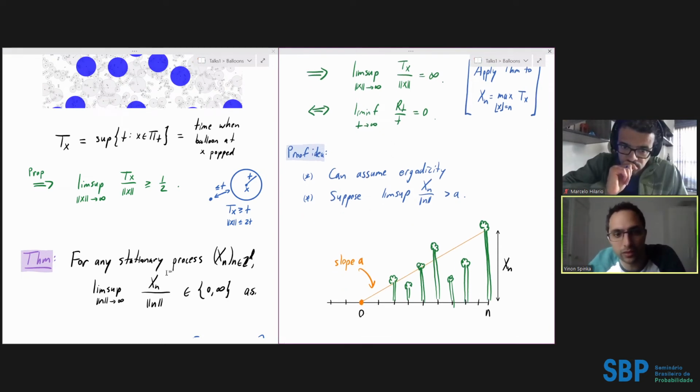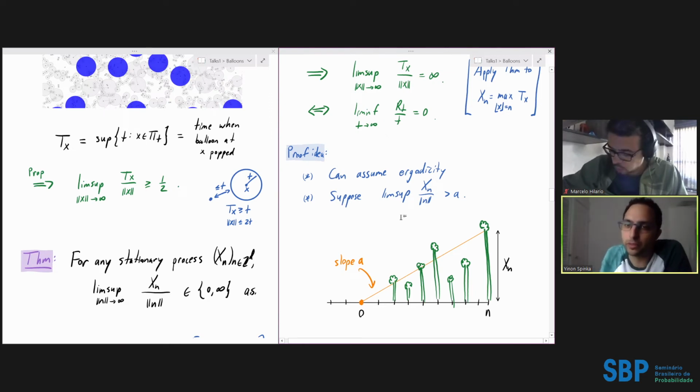So first of all, we can assume that the process is ergodic. If we prove this for any ergodic process, that's 0 or infinite, it follows just by ergodic decomposition. So let's suppose that the lim sup is greater than some number a. Okay, so what does this mean? Let me draw a one-dimensional picture here. Imagine that you have kind of a tree of height xn sitting at the point n.